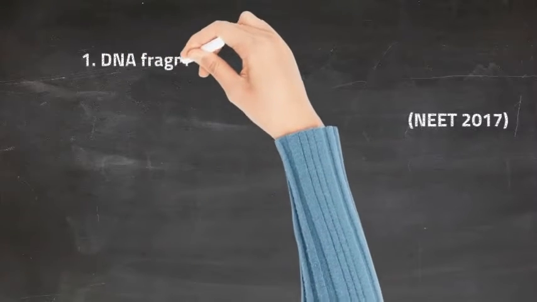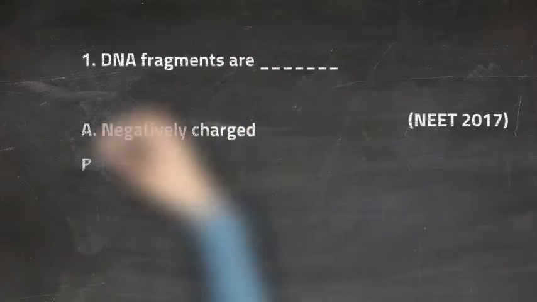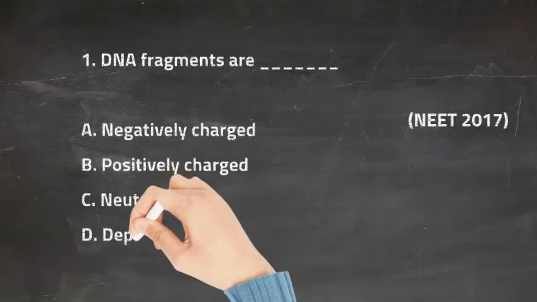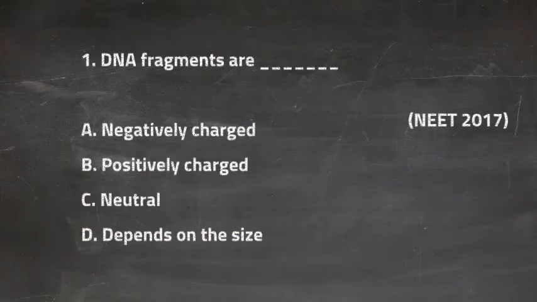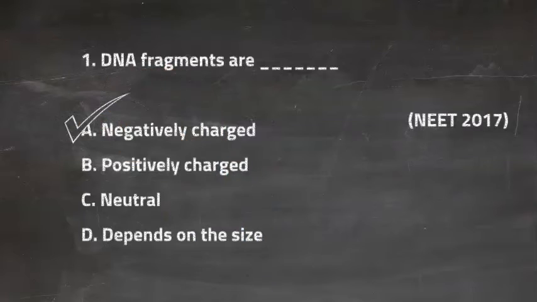So the very first question is: DNA fragments are dash. The first option is negatively charged, the second option is positively charged, the third option is neutral, and the last option is depends on the size. So the right answer for this question is option A, that is negatively charged.